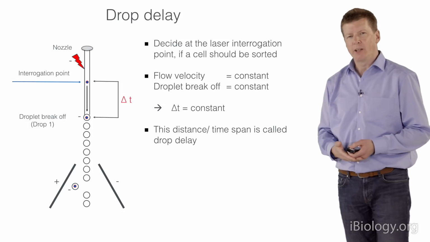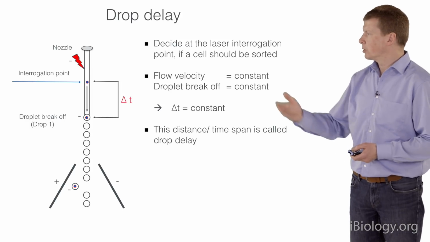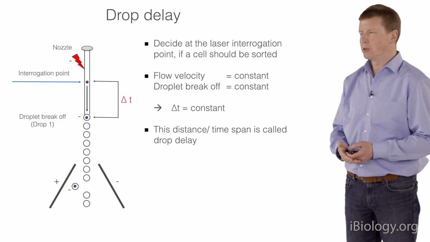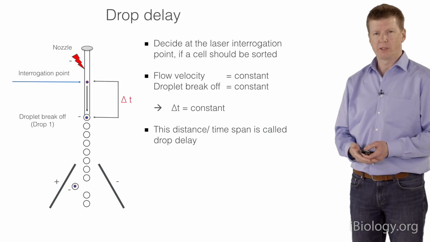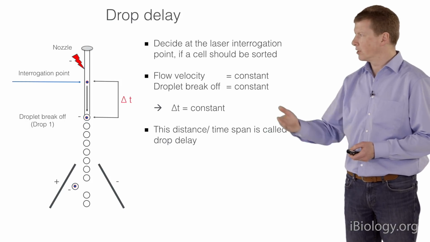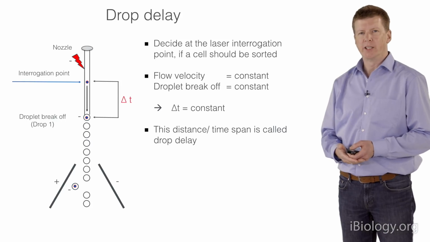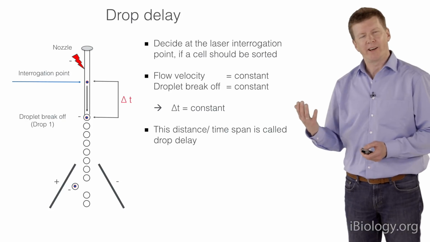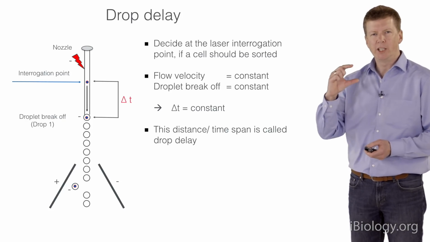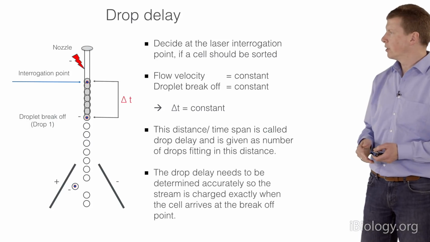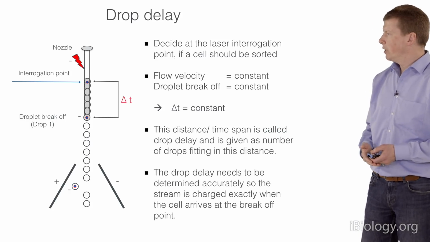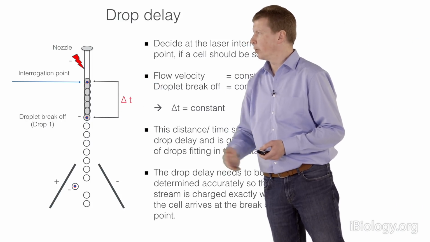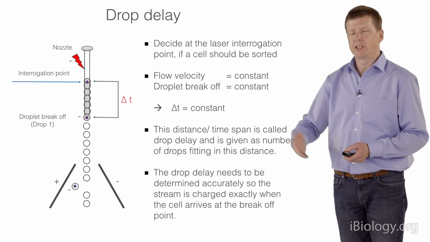We can accurately calculate this time span because we are running the system with constant velocity, and what we also mentioned already, that the break-off point is very constant. So also the time is constant and we can now precisely calculate it. The number we are getting out is not the time in seconds. It's basically really the distance which is fitting inside. So the drop delay is given as numbers of drops which are fitting in the distance between the interrogation point and the droplet break-off point. And in this example it would be 6.5 drops.